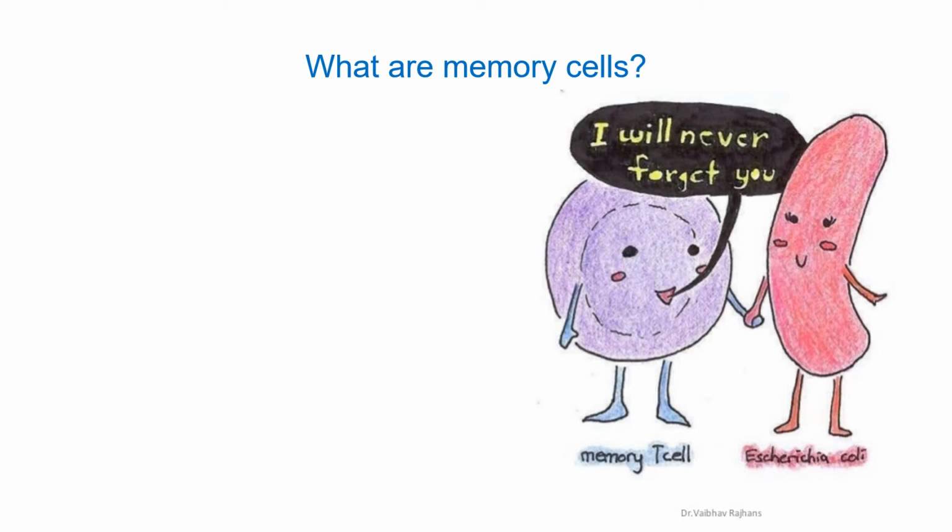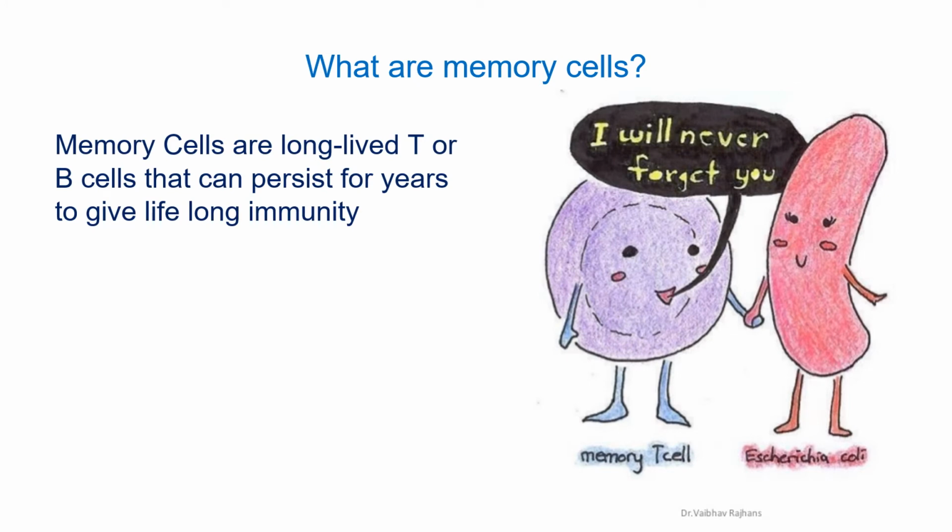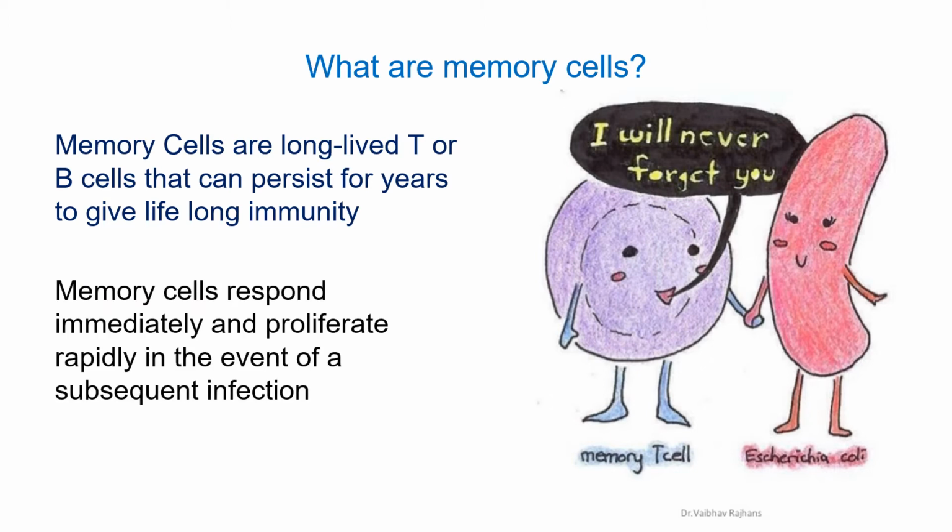So let's talk about those memory cells. So what do memory cells do? They're long-lived. Long-lived can mean quite a few things. Some memory cells seem to only live a few years. Some will live 50 years or more, and they give you, hopefully, in the best case scenario, long-lived immunity to that disease. These memory cells also can be activated, and they can be activated very quickly. In many cases, the memory cells get activated and they act so fast you don't even know you were exposed to the pathogen. You don't get sick at all.